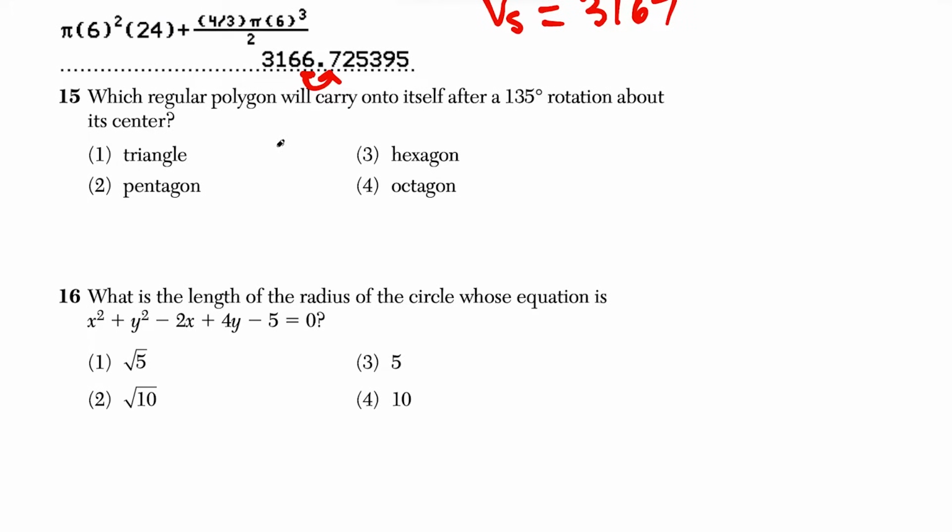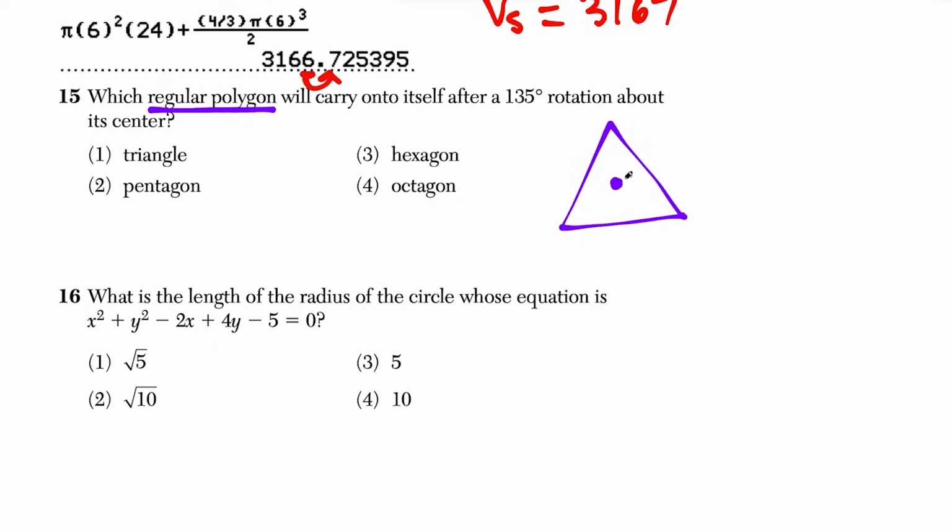Question 15, which regular polygon will carry onto itself after a 135-degree rotation about its center? So for this one, first we have to know that a regular polygon is a polygon with all sides equal in measure and all the angles are equal in measure. So if I'm talking about a triangle here, then I would be dealing with an equilateral triangle, because once again, a regular polygon, all of the sides are equal in measure and the angles are as well.